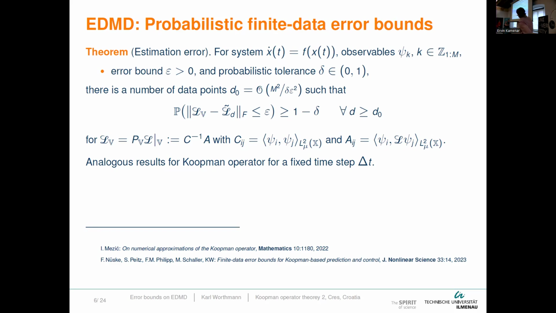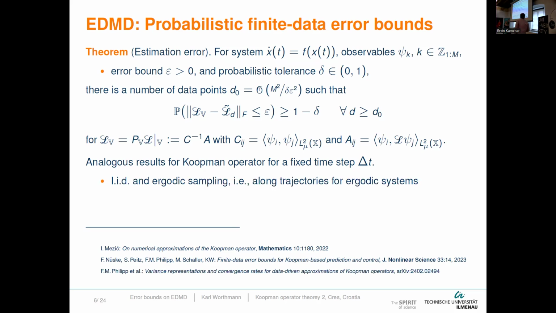But what you get is some bound on this estimation error with high probability. You can analogously do that for the Koopman operator. And then you have different sampling regimes, typically IID. From a mathematical point of view, also very nice is ergodic sampling, which fits very nicely to dynamical systems.